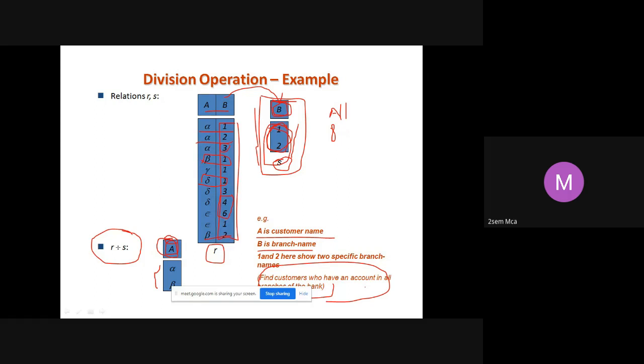Whatever you are taking, we have to find out who are the customers who have an account in these branches, whichever you have taken in S. We have not taken 1, 2, 3, 4, 6. We have taken just 1 and 2. So we will use only 1 and 2. Are you getting me? Yes, ma'am.